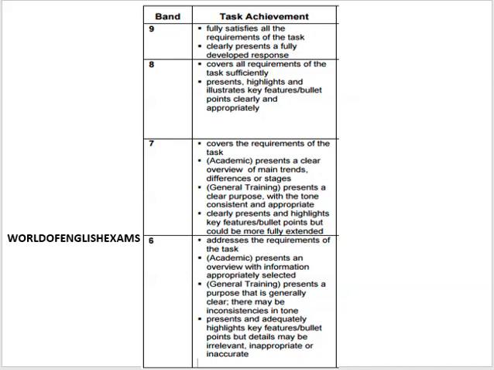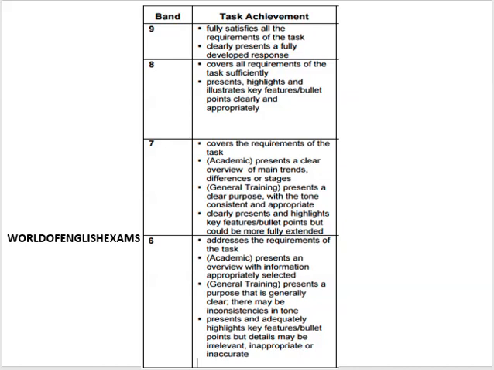8 band. Then presents, highlights and illustrates the key features or bullet points clearly and appropriately. So the more clear you are with your explanation, the more specific you are in describing the details, the better you have a chance to score.